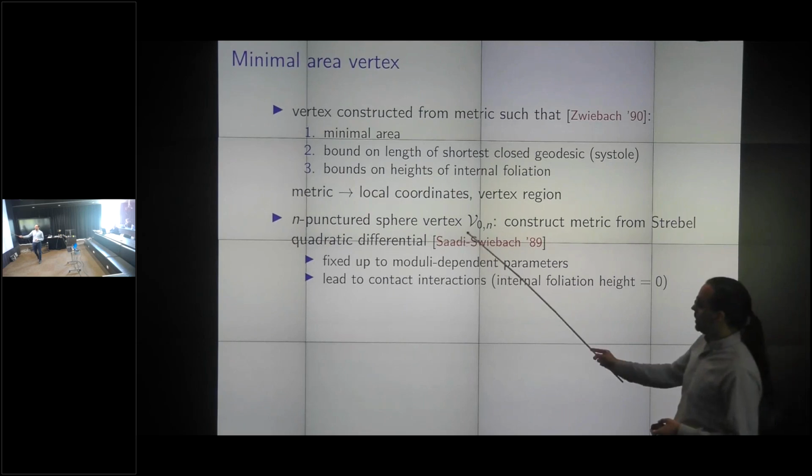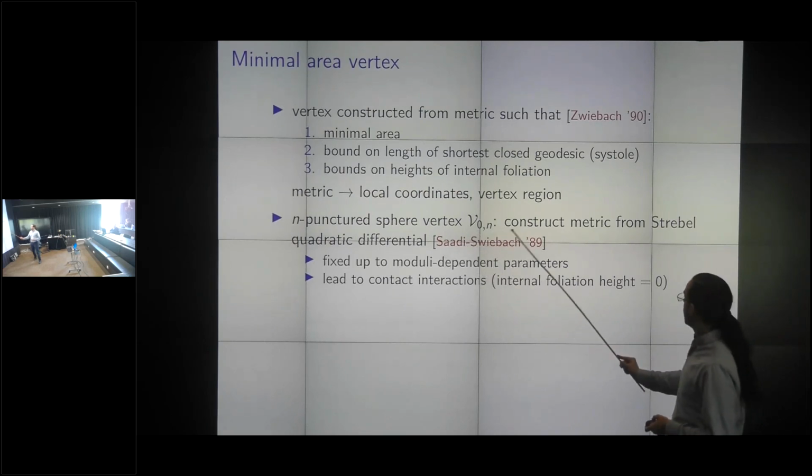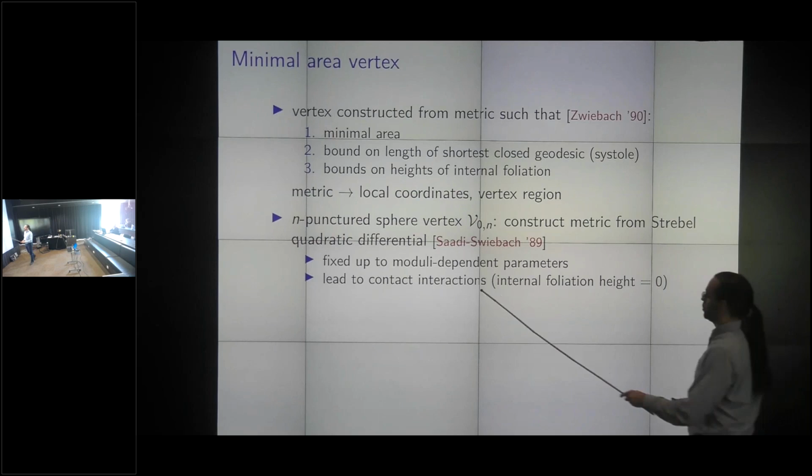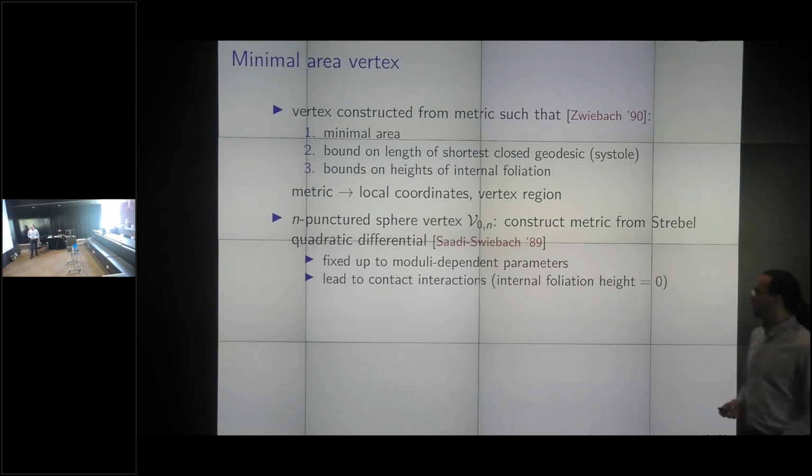Now, for the case of sphere with endpoints, we can construct this metric of minimal area using what is called Strebel quadratic differential. So it's fixed up to the moduli parameters. And this is good because a metric will depend also on the point of your surface. So it's a complicated object. Here, this Strebel differential doesn't depend on the point on the surface. So it's kind of simplifying the problem of what I need to compute.